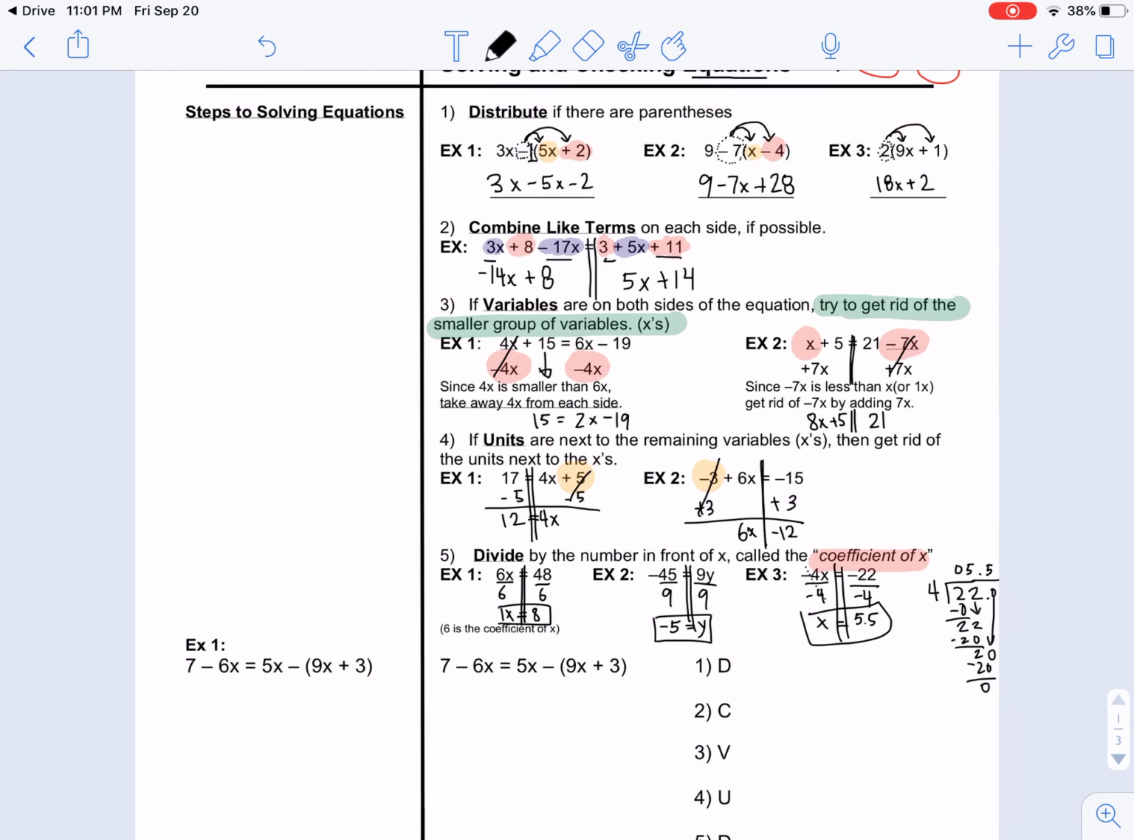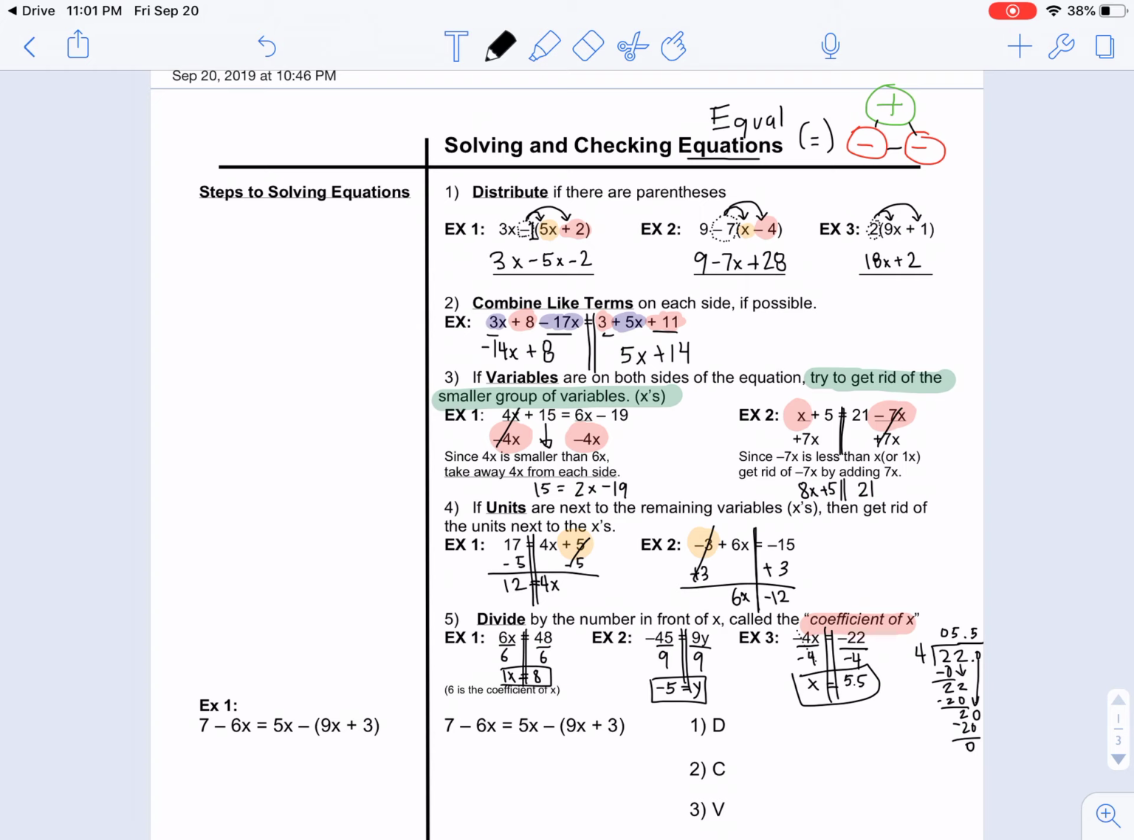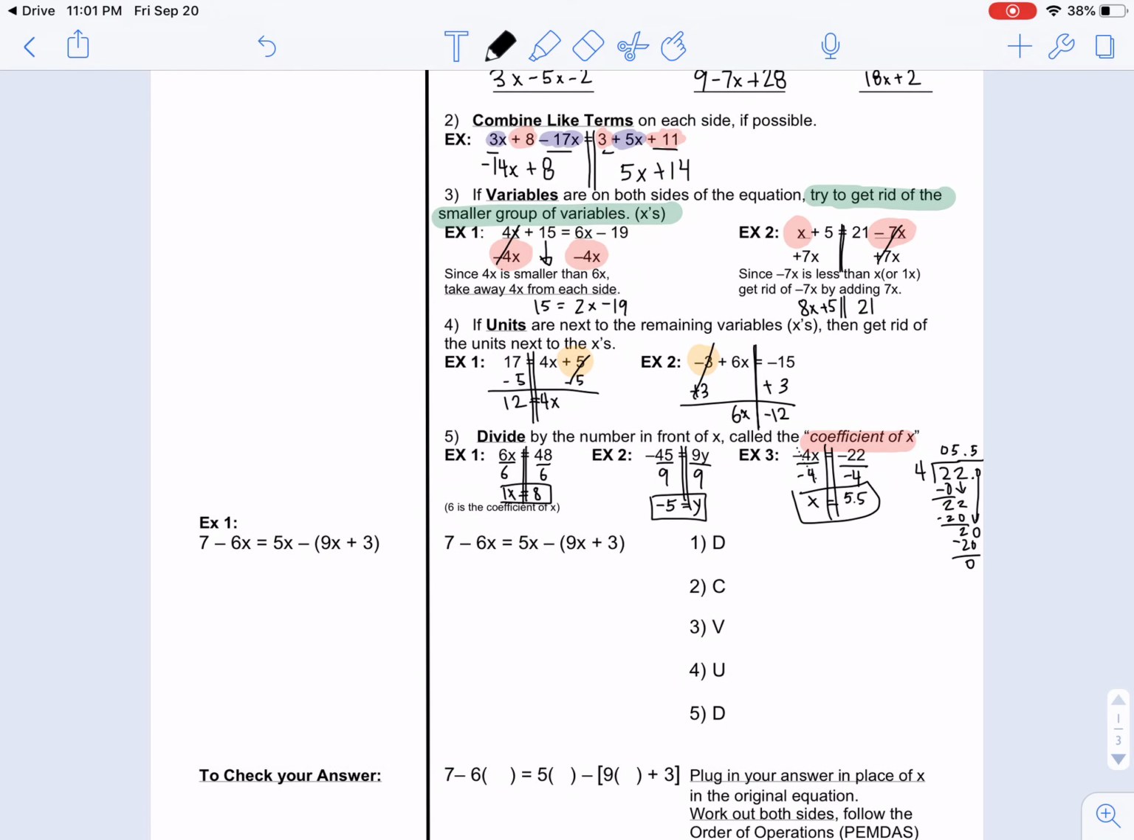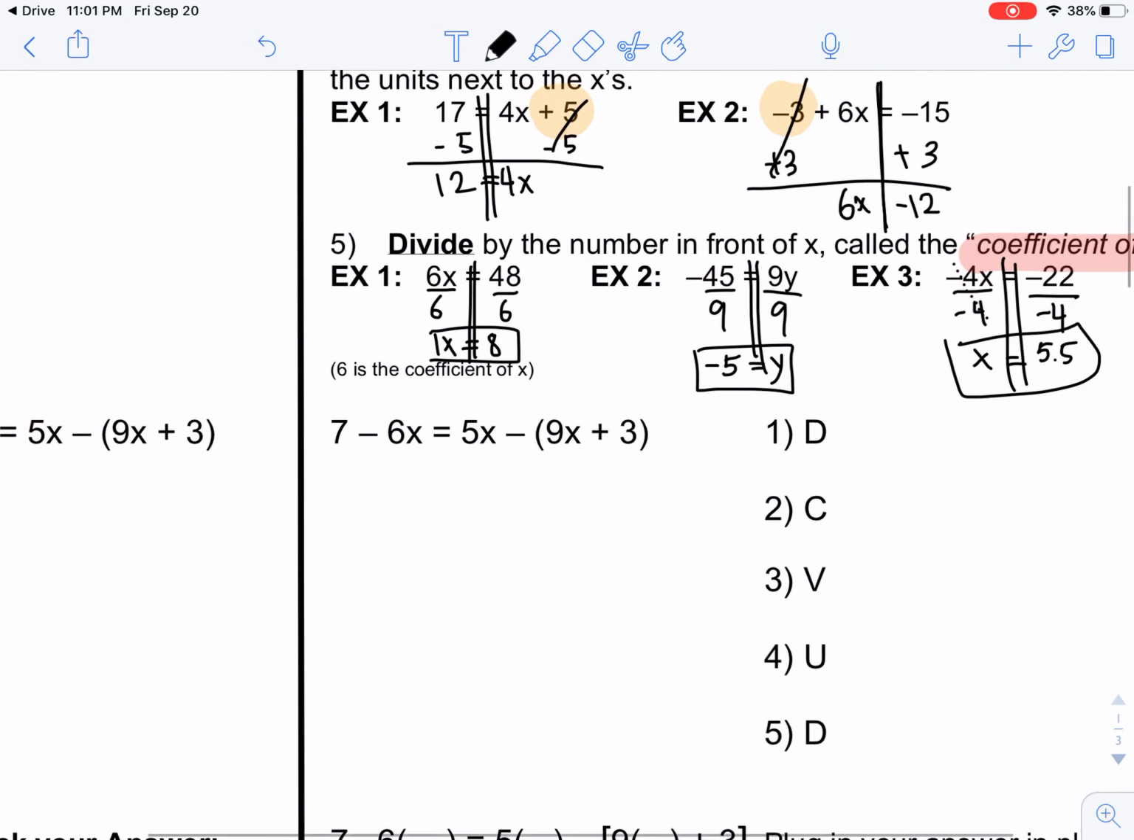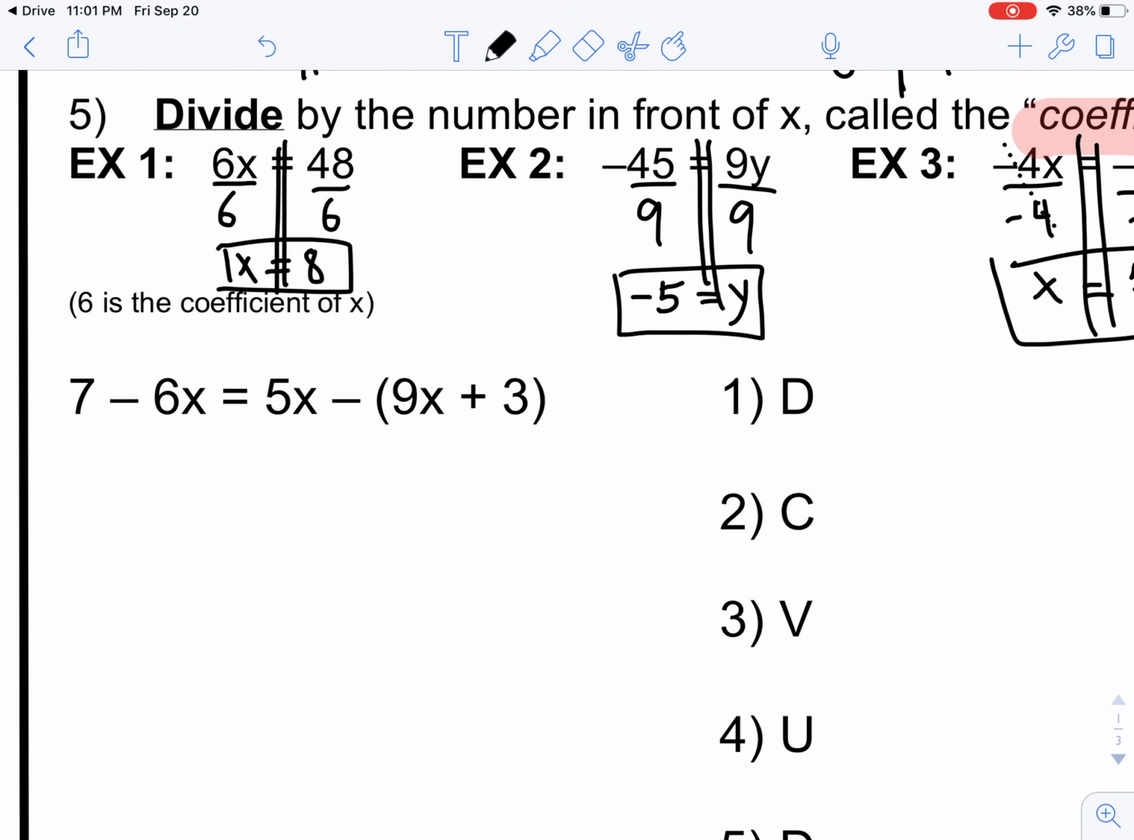Okay, alright, so just a quick overview. Our steps to solving an equation. We have 1. Distribute. 2. Combine like terms. 3. Get the variables on one side. 4. Get the units on the other. And 5. Divide. So we're going to take this example right here, number 1. It's quite a long problem, but we are going to go ahead and give it a shot. So here it is. First step, we need to distribute. So go ahead and write distribute.